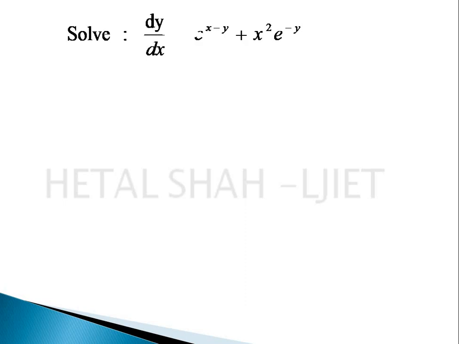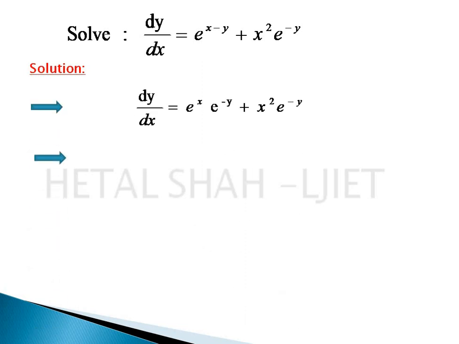Okay, so let's start with the example. Solve dy/dx = e^(x-y) + x^2 e^(-y) with the variable separable method. So this is our equation. We keep dy/dx the same, and we write e^(x-y) as e^x into e^(-y), plus x^2 e^(-y), keep it the same, right?